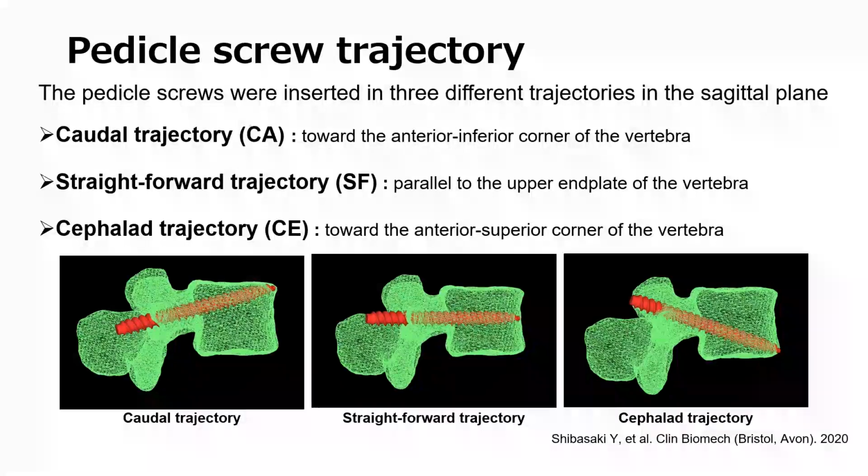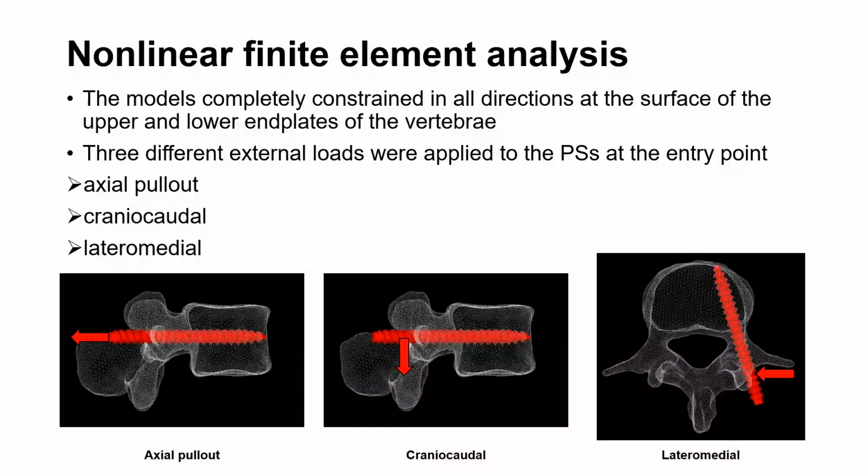The pedicle screws were inserted in 3 different trajectories in the sagittal plane: caudal trajectory toward the anterior inferior corner of the vertebra, straightforward trajectory parallel to the upper end plate of the vertebra, and cephalad trajectory toward the anterior superior corner of the vertebra. 3 different external loads were applied to the pedicle screws at the entry point, with the models completely constrained in all directions at the surface of the upper and lower end plates of the vertebrae: axial pullout, craniocaudal, and lateromedial loads.